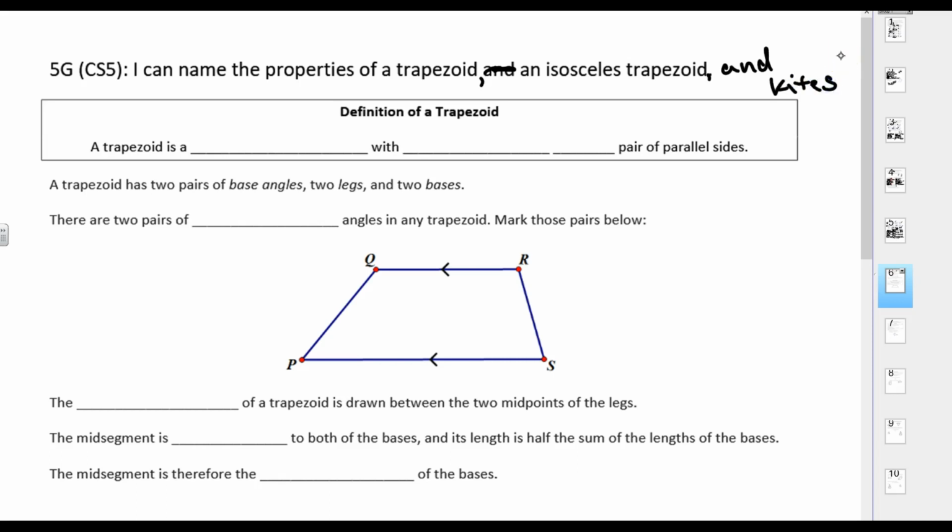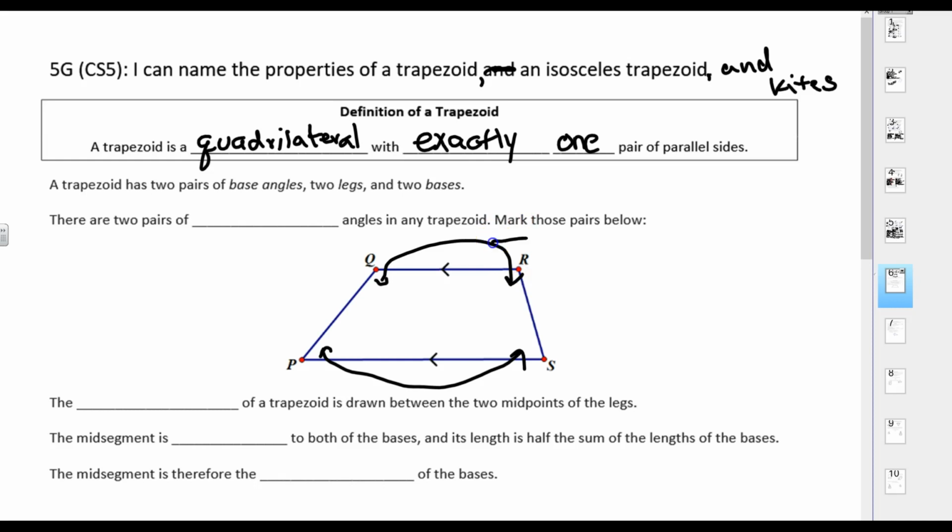A trapezoid is a quadrilateral with exactly one pair of parallel sides. So when we mark our trapezoid, the only thing you need is one pair of parallel sides, as you can see here. A trapezoid has two pairs of base angles. So my base angles are here, and then here and here are my base angles. Let's mark these over here, base angles.